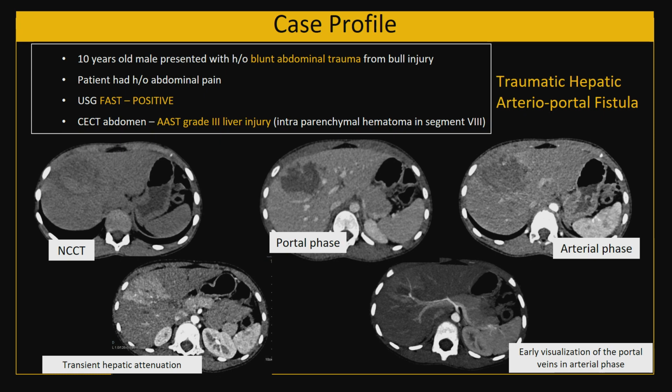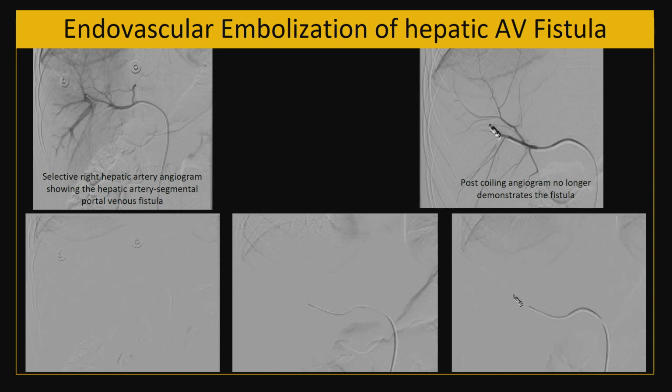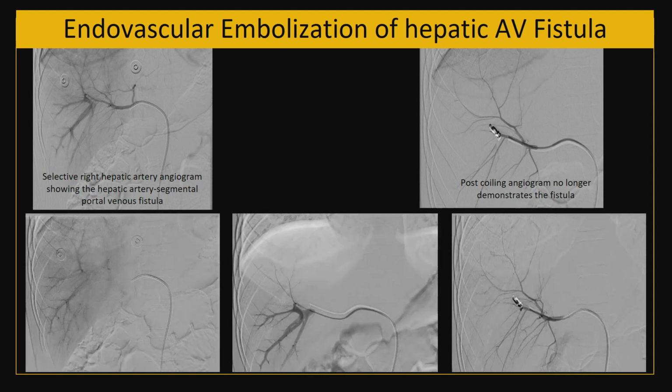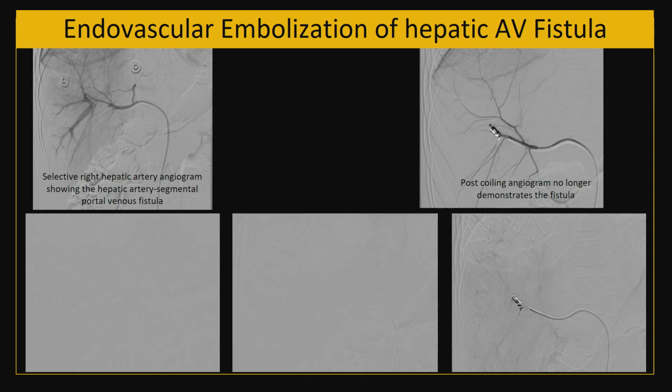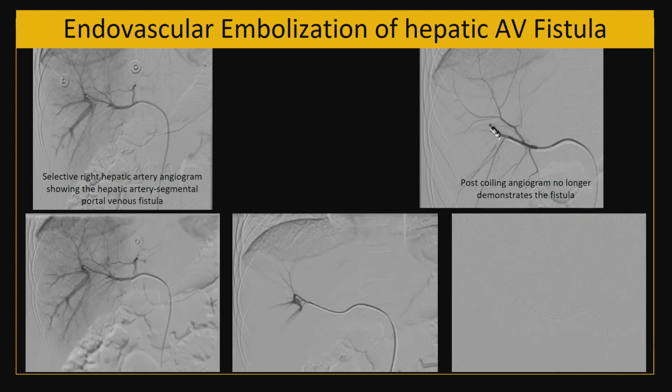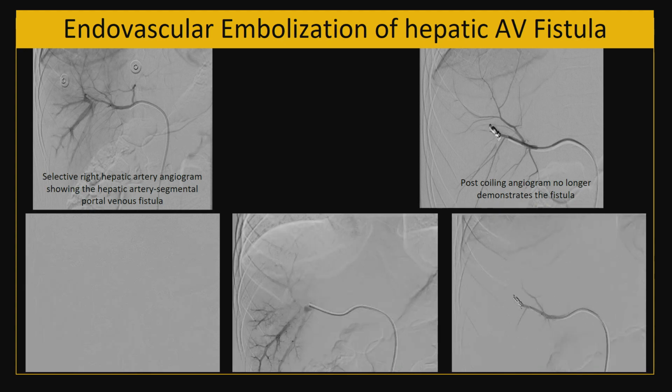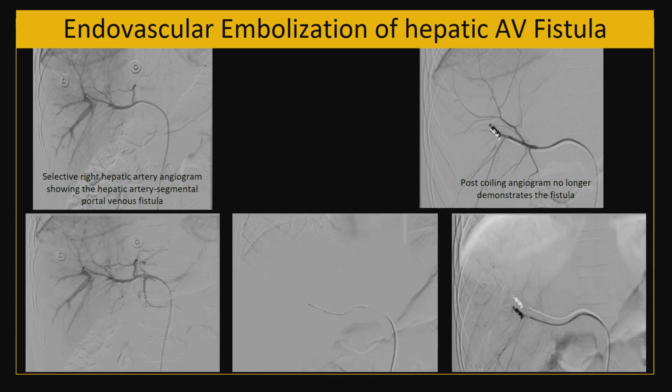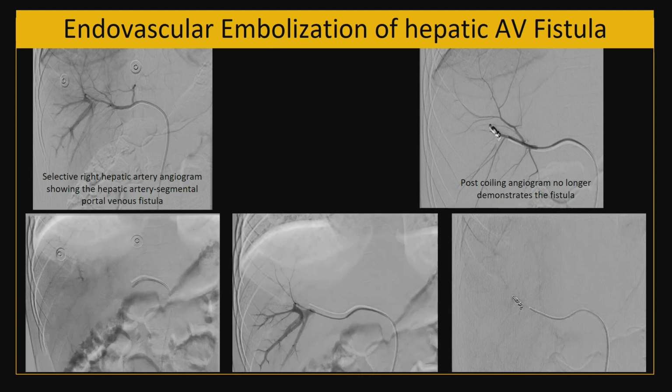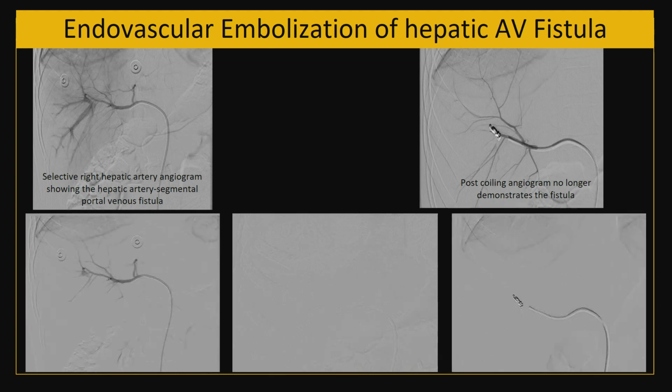So we suspected some traumatic communication between the hepatic artery and the portal vein. So we suspected a traumatic arterioportal fistula. So we went ahead, we took the right hepatic artery angiogram, which showed there is an opacification of the portal vein. So basically, if we left this patient untreated, there is a gradual increase in the pressure of the portal vein, which can lead to future development of portal hypertension.